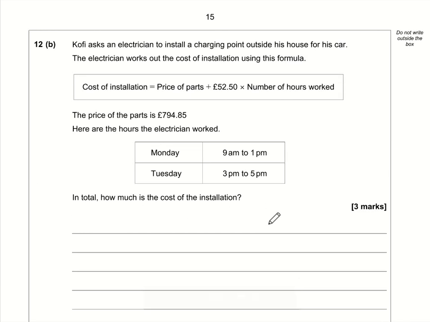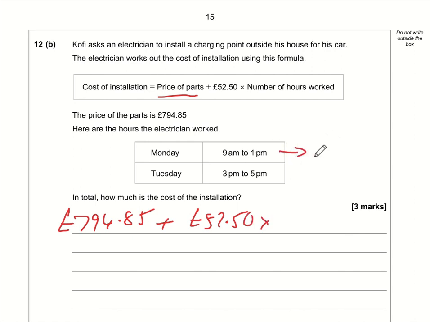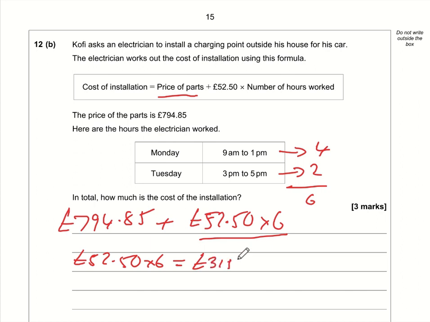Okay, so what we need to do for 12b is we've got the cost is the price of the parts. We know the price of the parts is 794.85 plus £52.50 multiplied by the number of hours worked. Well, on the Monday 9 AM to 1 PM, that is 4 hours, and then we've got 2 hours, so in total that is 6 hours. So we just need to remember that we're doing BIDMAS here, so we need to do the multiplication first. And so £52.50 multiplied by 6, that is £315.